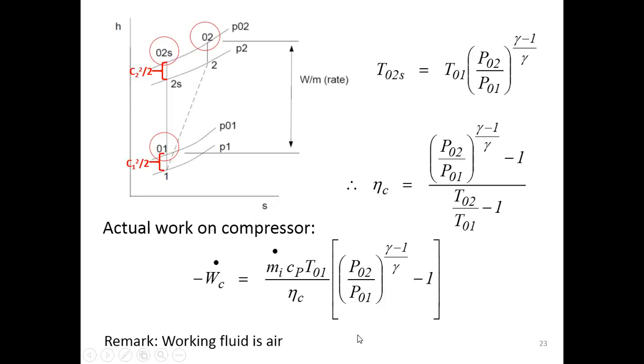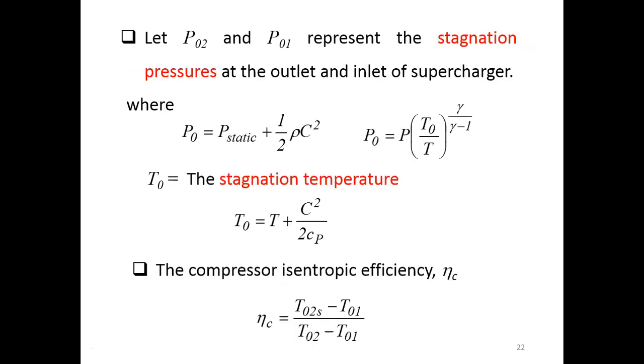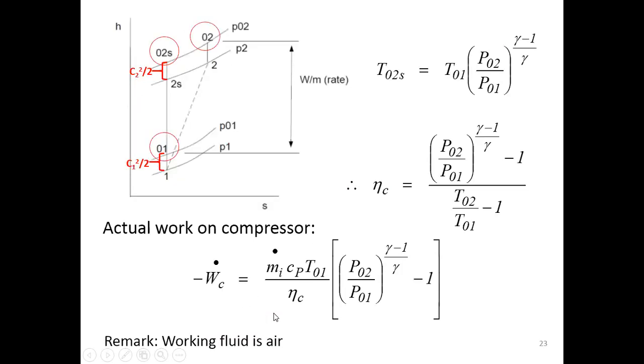So we use this isentropic efficiency equation to find the amount of T02 minus T01 because it's going to be equal to what? T02S minus T01 divided by the isentropic efficiency of the compressor. And that's how this equation comes out, the actual work on the compressor.